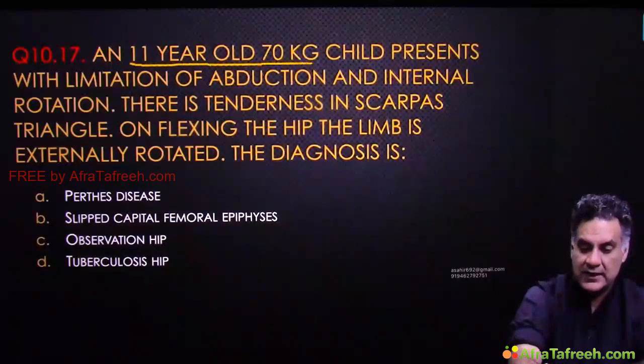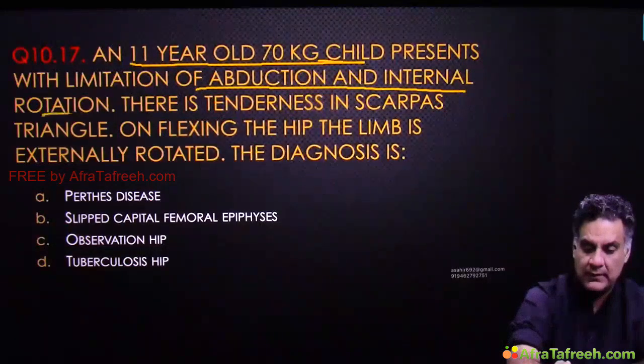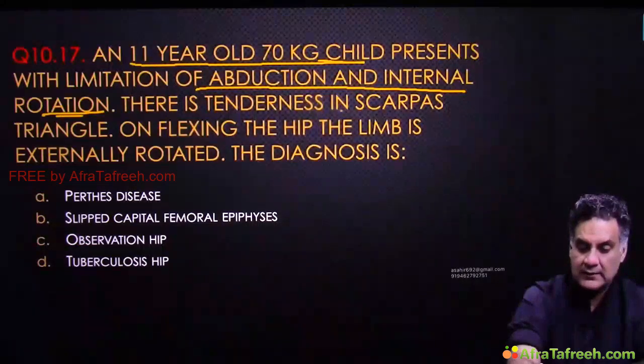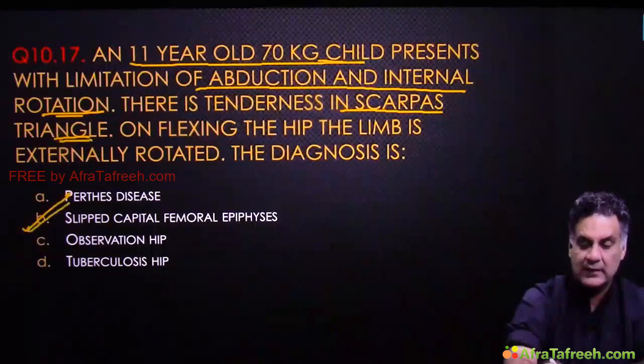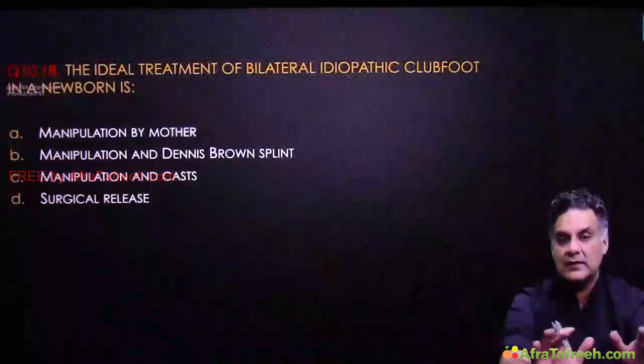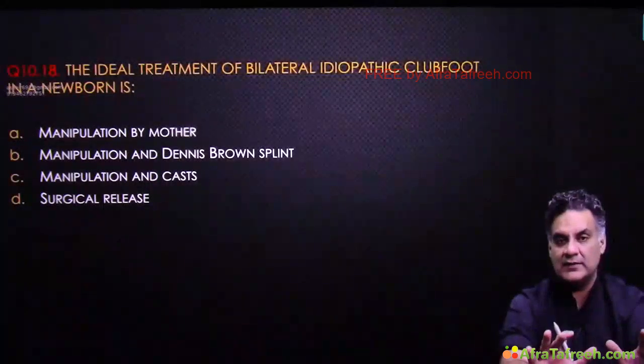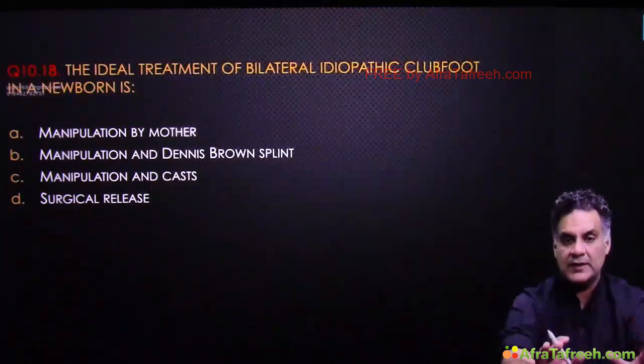Question number 17. An 11-year-old 70 kg child, overweight, with limitation of abduction and rotation of the limb, affected hip joint, tenderness in the Scarpa's triangle, painful condition. Answer is slipped capital femoral epiphysis. The ideal treatment of bilateral idiopathic CTEV in a newborn is manipulation and cast.